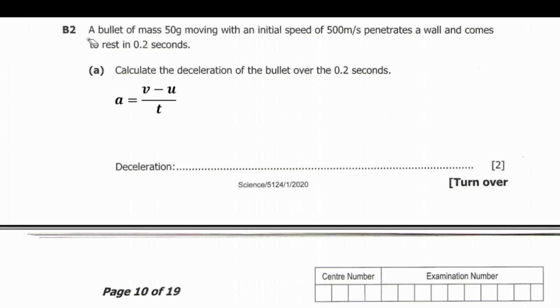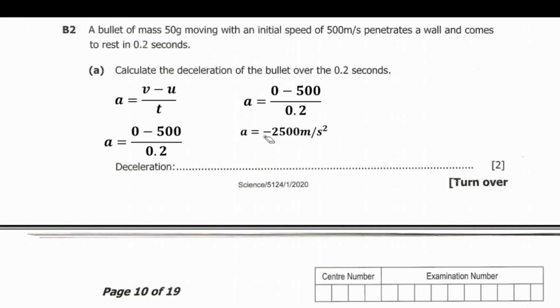So now a bullet of mass 50 gram moving with an initial velocity of 500. So initial here will be 500 meters per second, penetrates a wall and comes to rest. So it comes to rest, meaning it comes to a stop. So at the stop, its final velocity is 0 because it will rest in 0.2 seconds, meaning time is 0.2 seconds. So you substitute 0 minus 500 over 0.2, which will give you negative 2,500 meters per second squared. So deceleration is always negative. So it will be negative 2,500 meters per second squared. That's the deceleration.